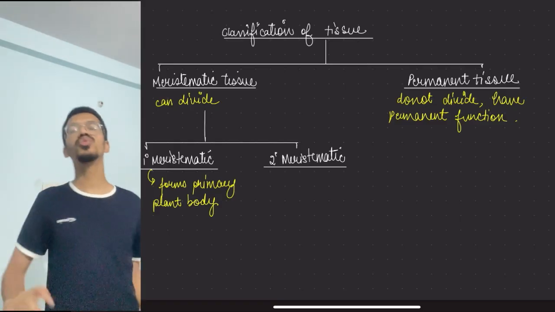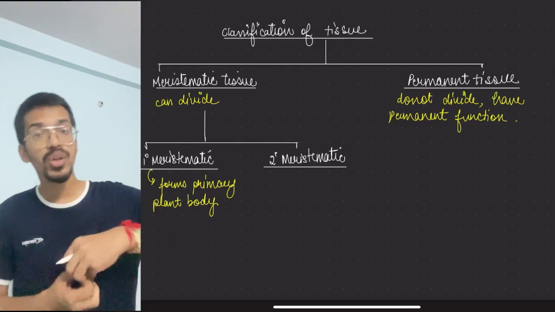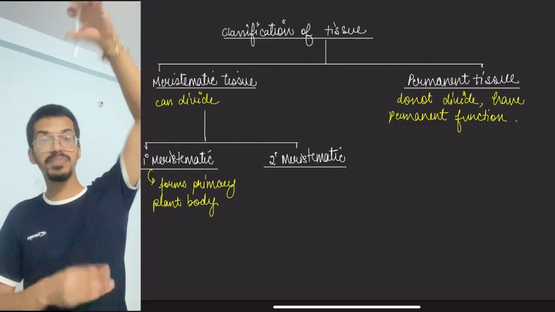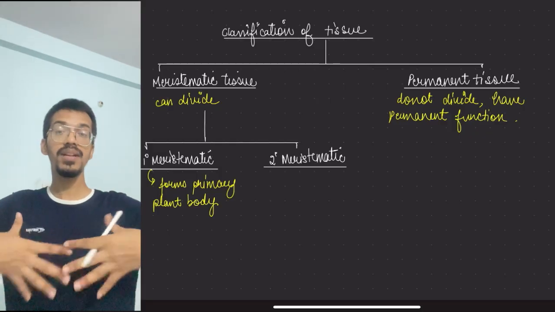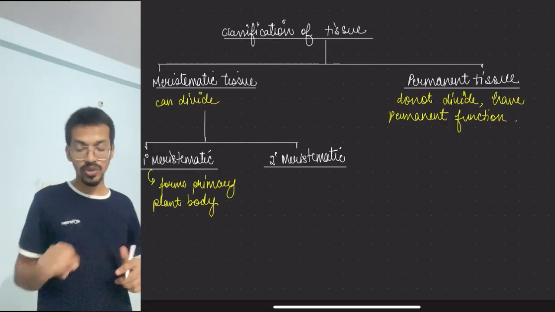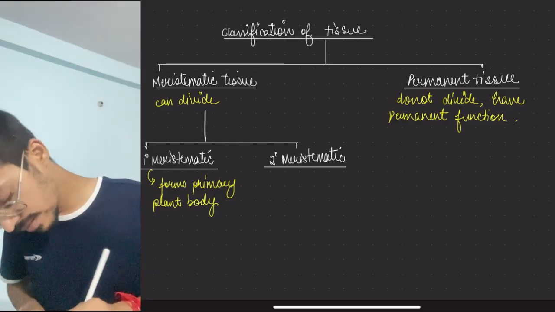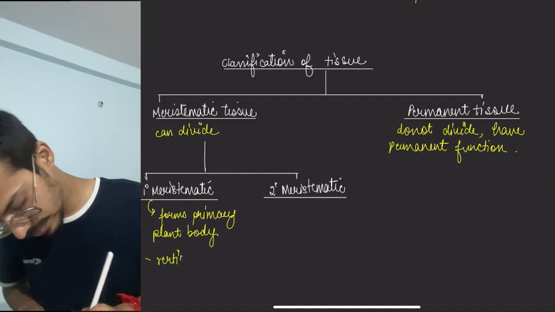So initially you might have seen that certain plants grow like this, but they are very thin. But later on, over a period of time, they become larger and thicker in diameter. So we can say that primary meristem is responsible for the vertical growth.